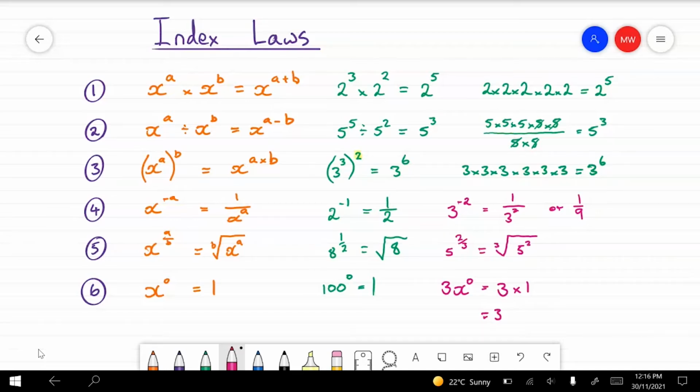But these are the index laws that we went through in the fundamentals video. If you haven't watched that and you're unfamiliar with them, you should probably go back and watch that one. Otherwise, it's probably worth just pausing the video and making a note of these and some of the examples. They'll help you work through this unit.